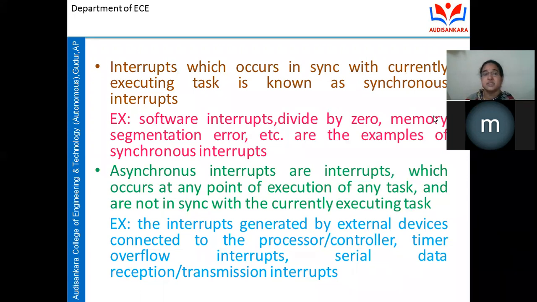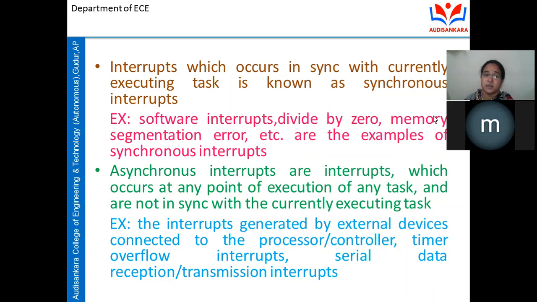What are the examples? Some interrupts are like divide by 0. What will you get if you divide something by 0? 2 divided by 0, 3 divided by 0. What is the answer? Infinite, right? That infinite can't be understood by the digital circuits, so it raises an exception, or occurs as an error. So software interrupts or memory segmentation errors are some examples of synchronous interrupts.